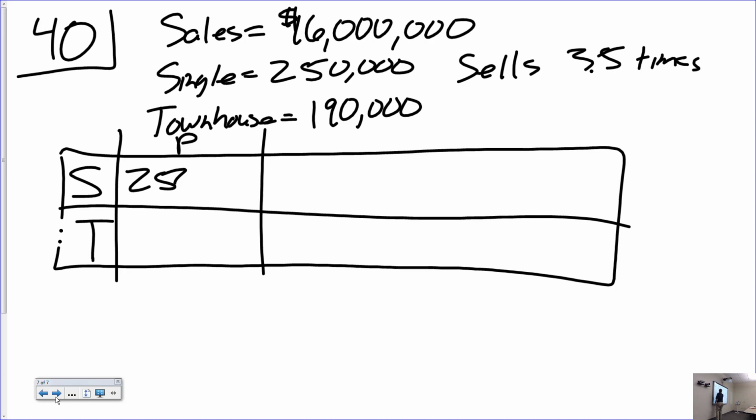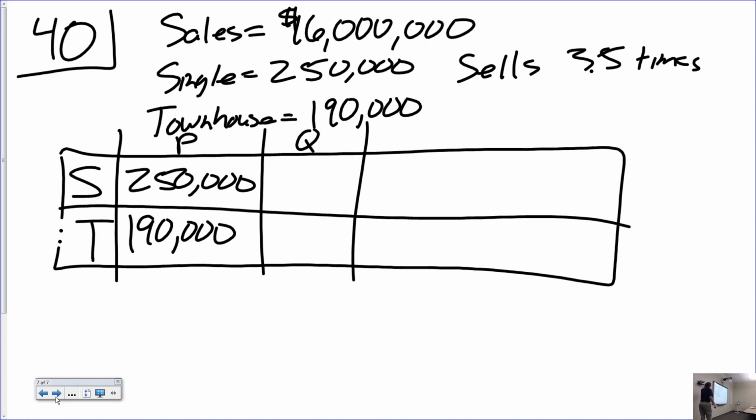Price of a single family house, $250,000. Townhouse, $190,000. Which one was 3.5 times? The single family house. Single families are 3.5 times the townhouse. So which one's X? The townhouse. And so the single family house is 3.5 times X.